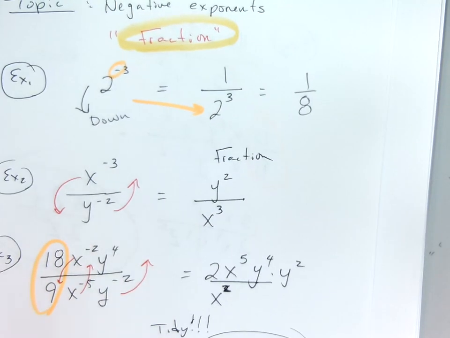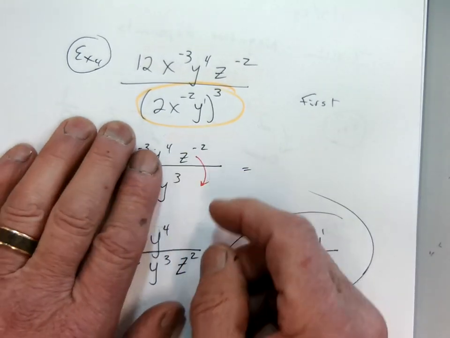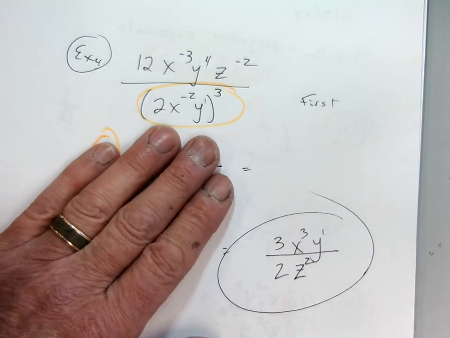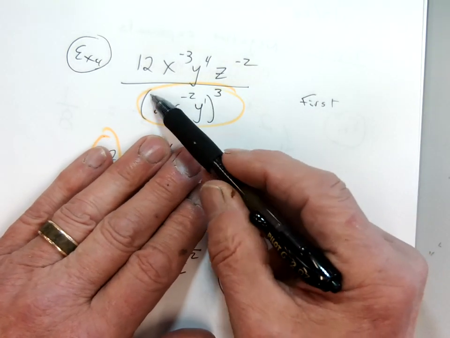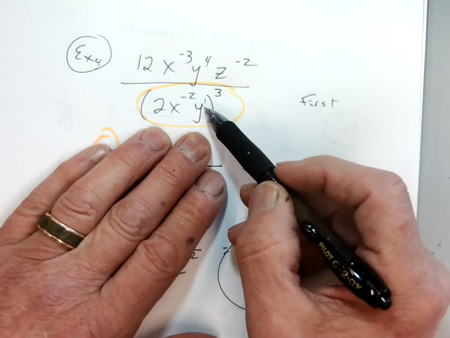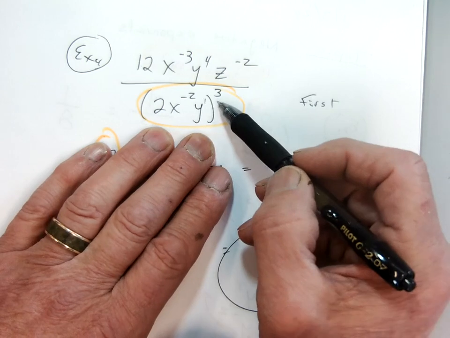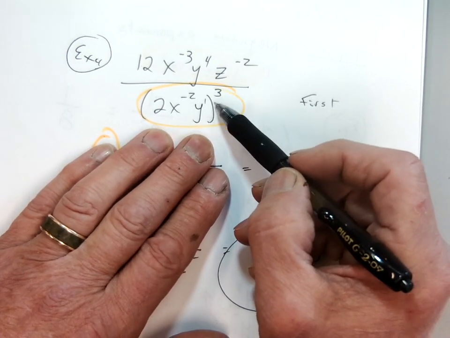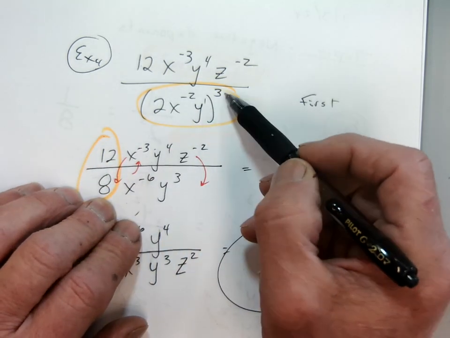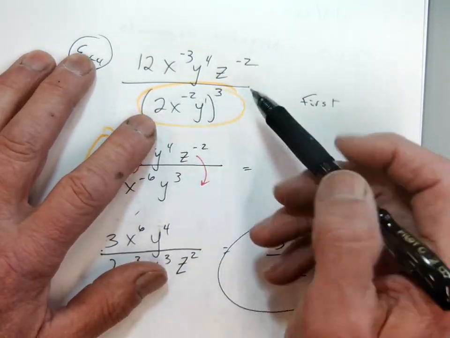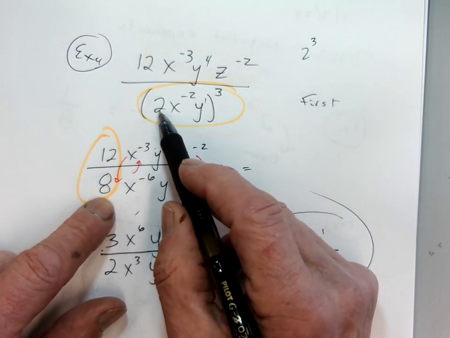All right, on the back side, I've got one more example, a little bit bigger. So we started out with this problem, 12x to the negative 3, y to the 4, z to the negative 2, over the quantity 2x to the negative 2, y, to the third power. So the first thing I did is I had to take care of this exponent. So I've got an order of operations. I've got to take care of my exponents first. So I did 2 to the third power, which is 8, because 2 times 2 times 2.